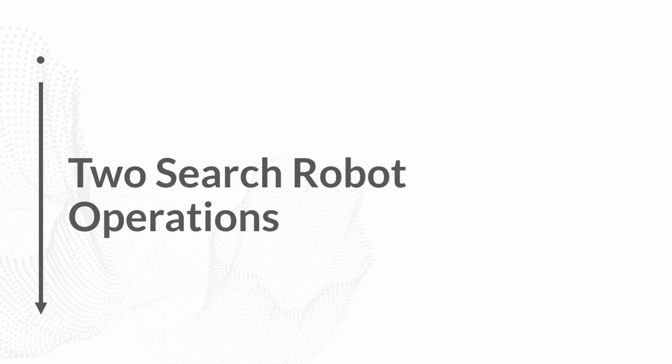Now, before we get into talking about these three commands in particular, I want to take a step back and talk about two different search robot operations, two different behaviors that search robots have when they're going through our websites that we have some ability to influence, some ability to control. And the first of those that we have some ability to influence is crawling.